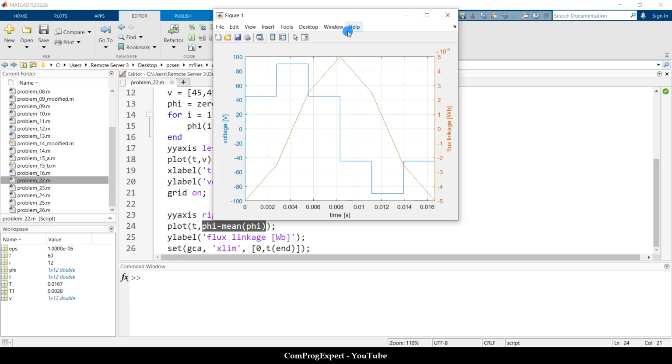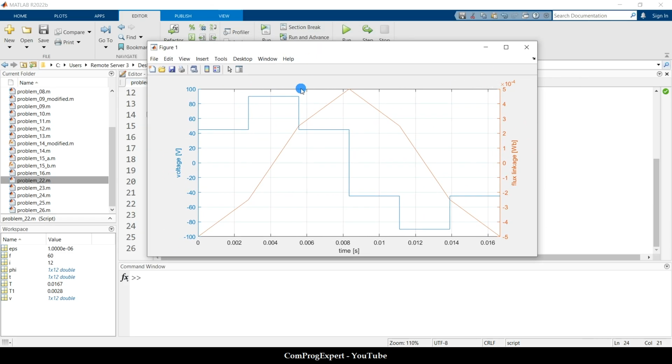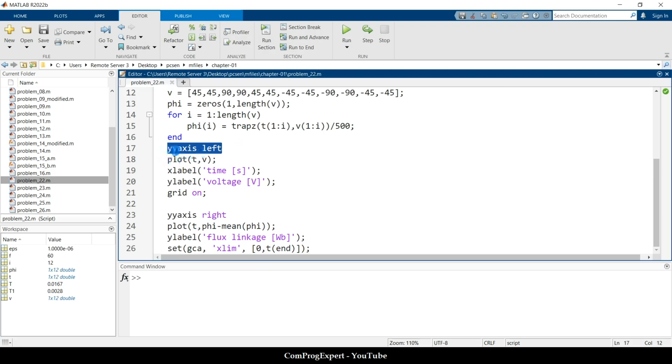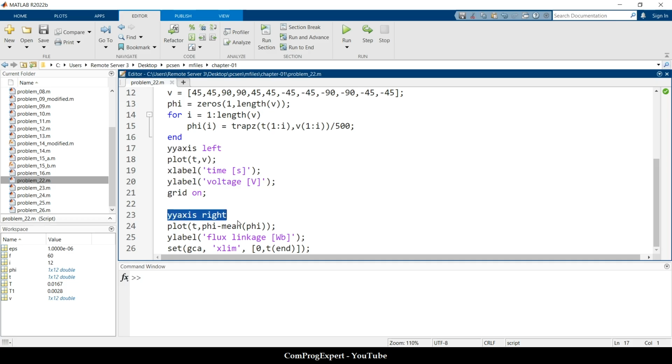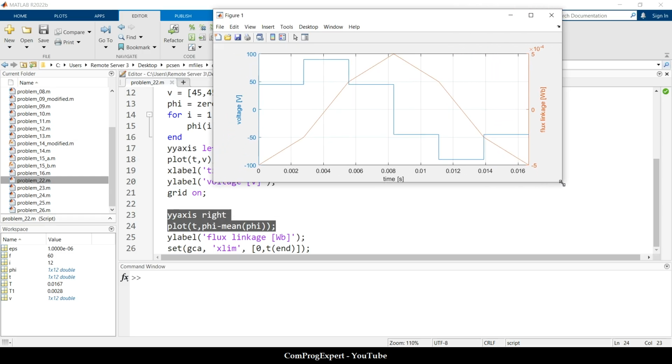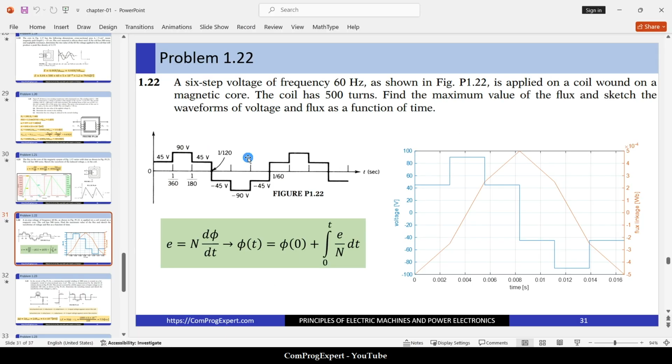So I make the DC bias of the flux equal to 0. Let's run the code again. Here you can see the waveform of the voltage and flux. Here I used the yyaxis command to plot the voltage on the left axis and the flux on the right axis. So we can generate this nice figure also in MATLAB. You can repeat the same calculation and review the important point of this problem.